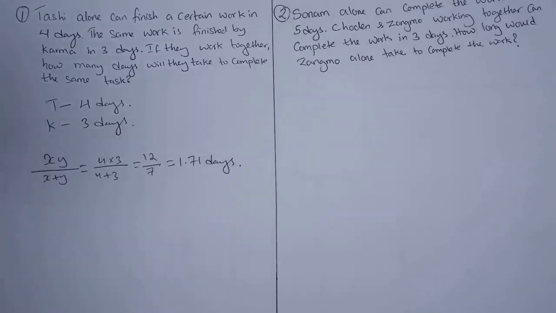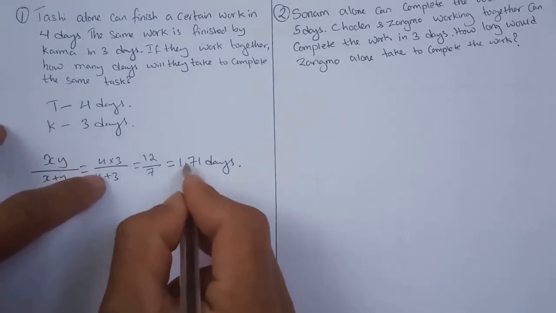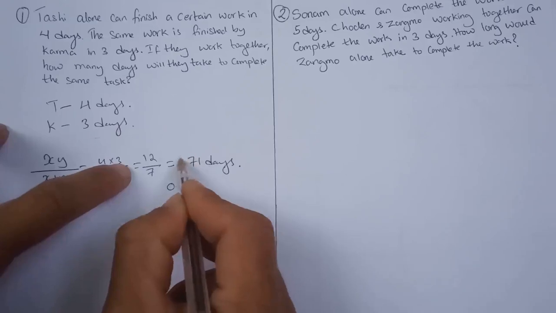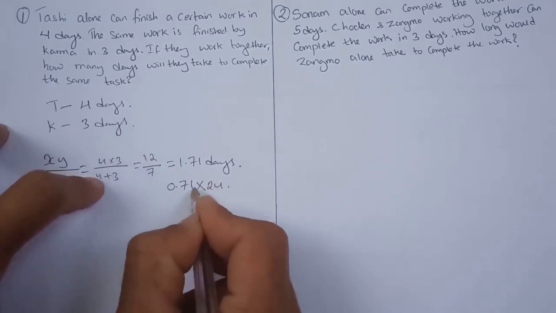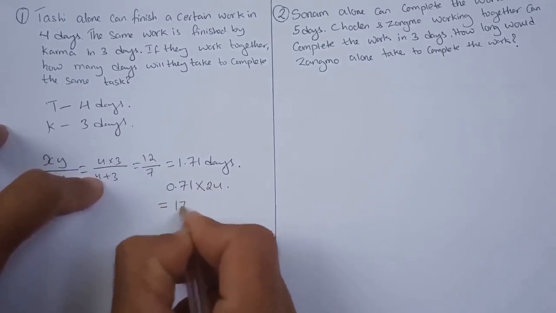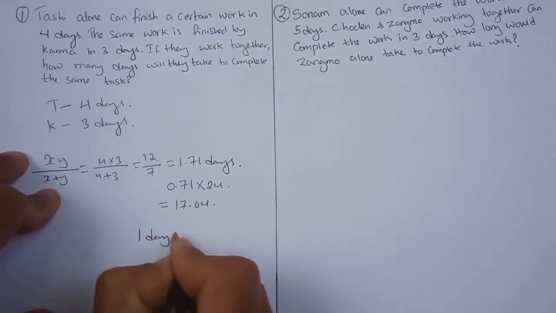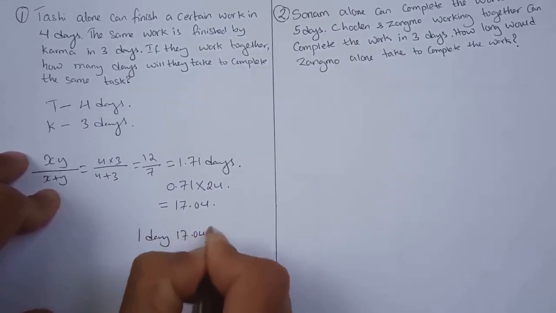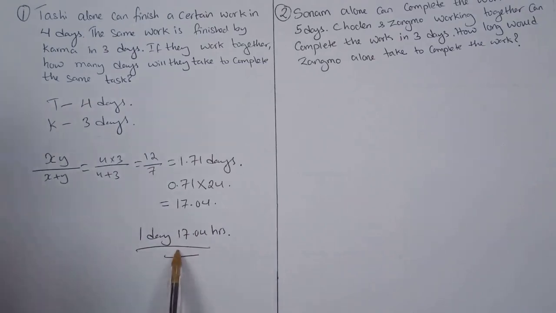Sometimes the options are given in days and hours. So 1 day is taken, and the remaining 0.71 days, we convert to hours, since 1 day has 24 hours. If you multiply 0.71 with 24, we get 17.04 hours. Therefore, to complete this work together they will take 1 day 17 hours. If the option says 1.71 days, you will directly choose that one.